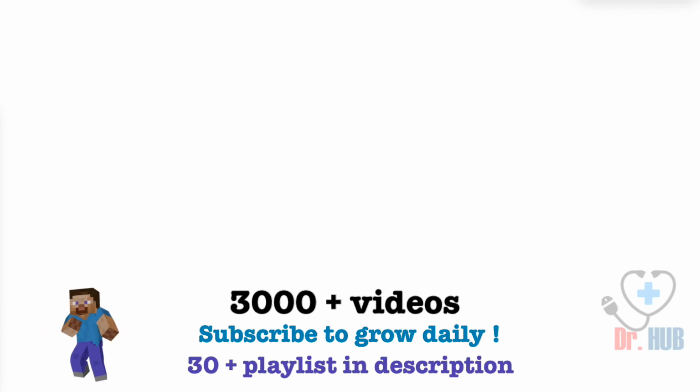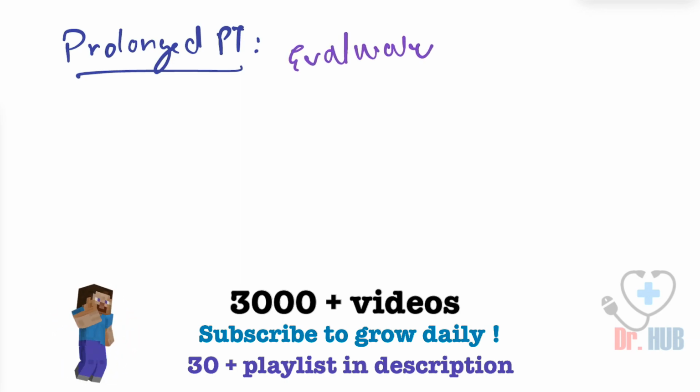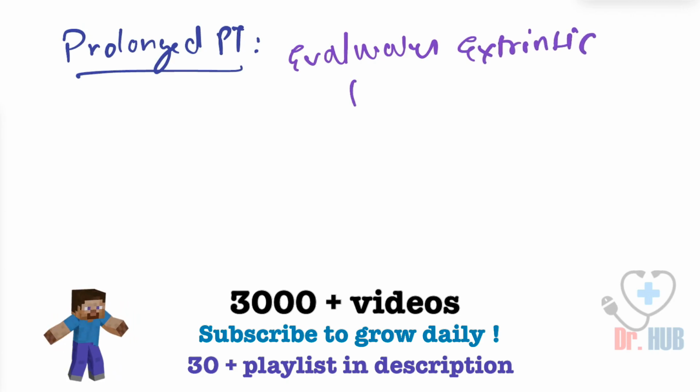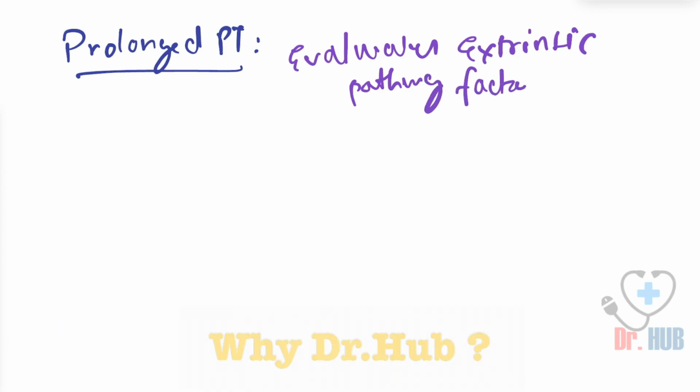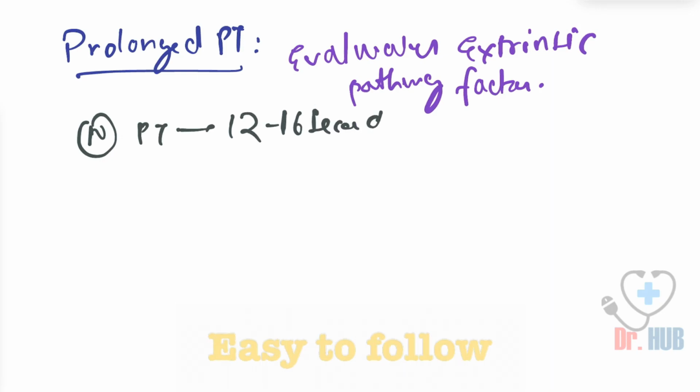So first, we begin with the prolonged PT. So what happens in the prolonged PT? It evaluates the extrinsic pathway factors. And if you see the normal PT, this comes up to 12 to 16 seconds.